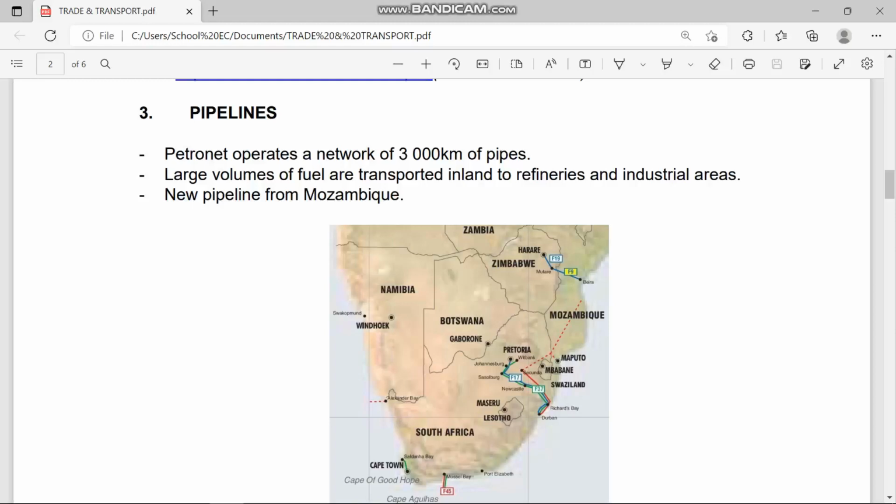As you can see, there are new pipelines from Mozambique. This basically means South Africa is also paying for fuel from Mozambique, because we're getting more fuel from Mozambique. So we pay Mozambique and ask them to please give us fuel, make a pipeline to us, and support us with fuel. That's how it goes. That's trade using that kind of transport, which is pipelines. I think you understand, guys.